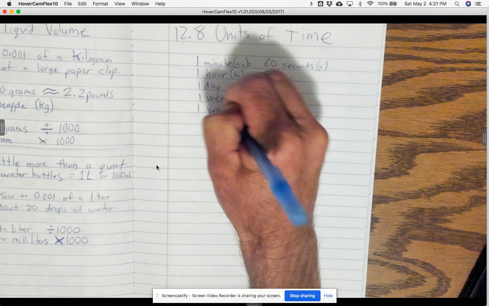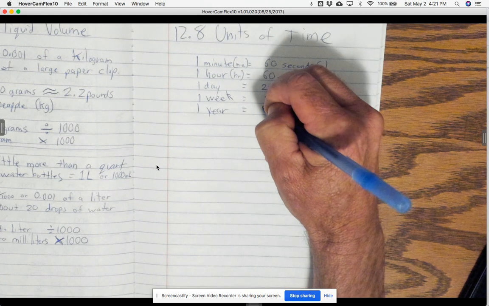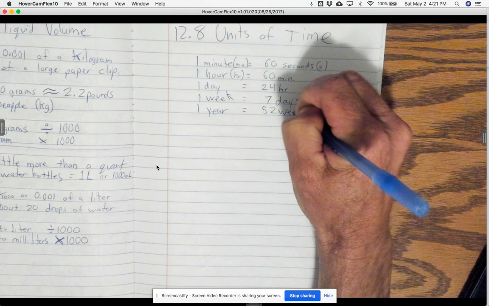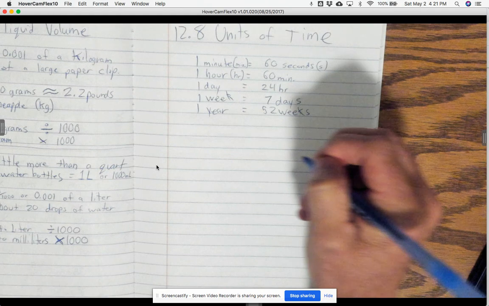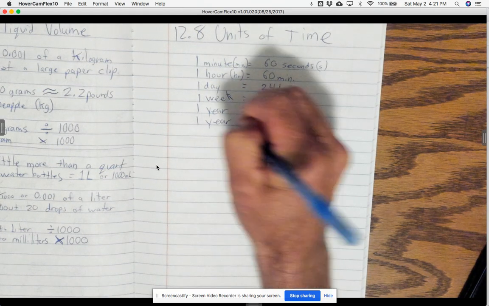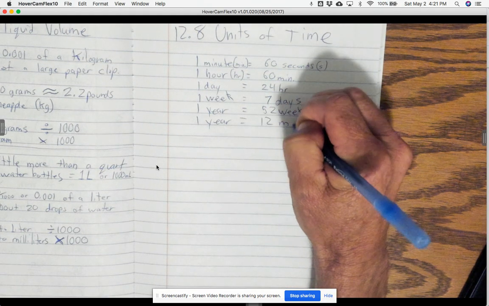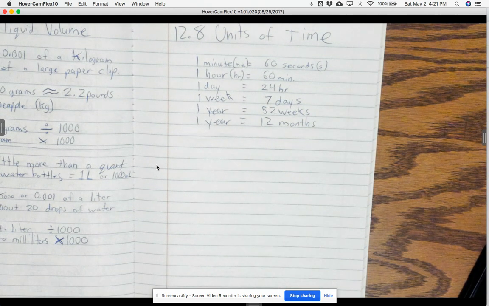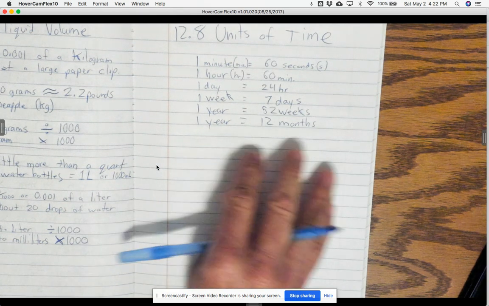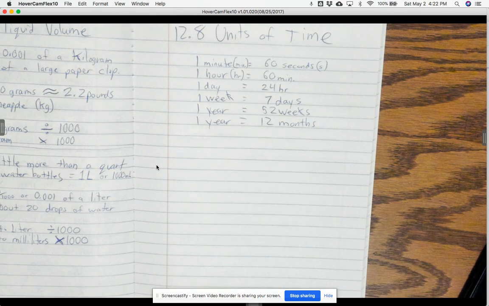1 year equals 52 weeks. 1 year equals 12 months. Notice I didn't put months because some months are 30 days, 31 days, and then we have February, which is 28 or 29 days, so we can't write just a solid blanket statement for how many days are in a month because it does depend on the month.